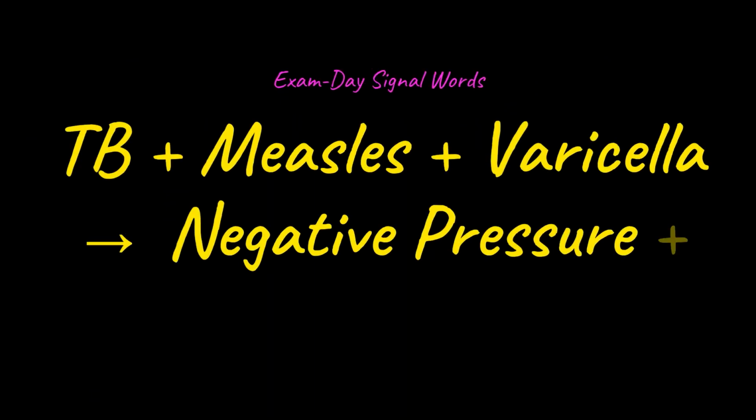When you see tuberculosis, measles, or varicella on an exam, your answer must name both the negative pressure room and the fitted N95 respirator. Recognizing that airborne precautions require this two-part pairing is exactly what the certification test rewards.